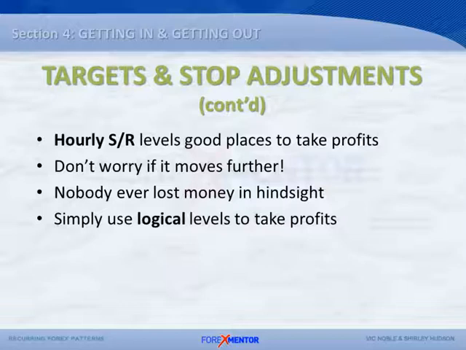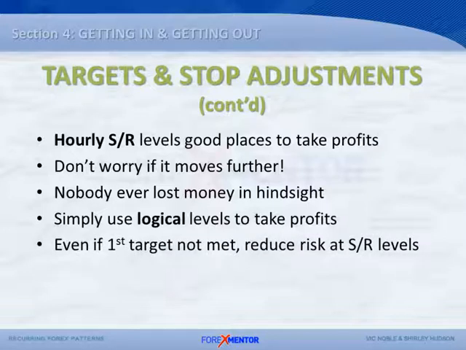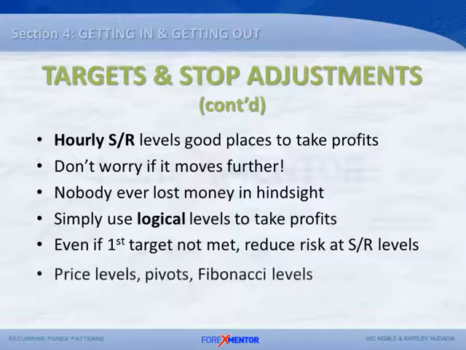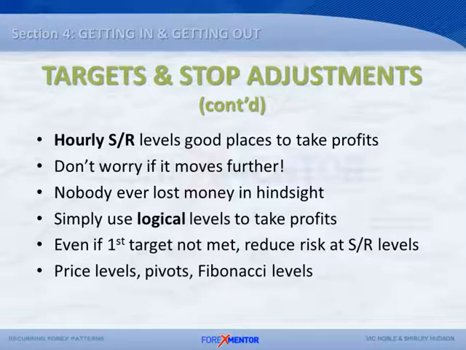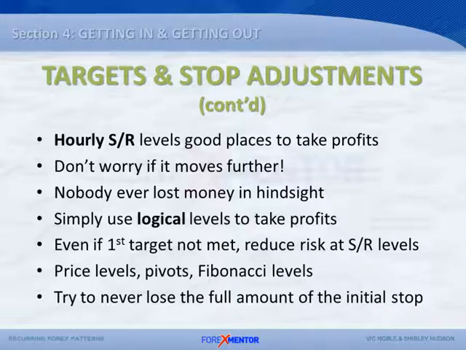Okay? Just staying with trade management for a second. I also want to be clear and mention that as price moves in your favor, even if it doesn't make your first profit target, make sure to reduce or eliminate risk whenever price moves in your favor by 10 pips or more. Get some risk out of that trade. Or if it hits expected support or resistance. And this would be things such as price levels, pivots, or Fibonacci levels. Remember when we talked about stop placement when I said that we want to try to never lose the full amount of our initial stop loss.